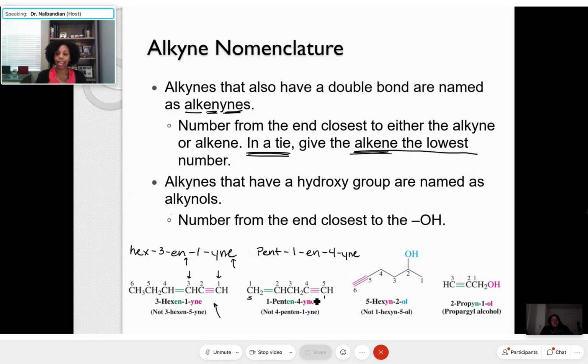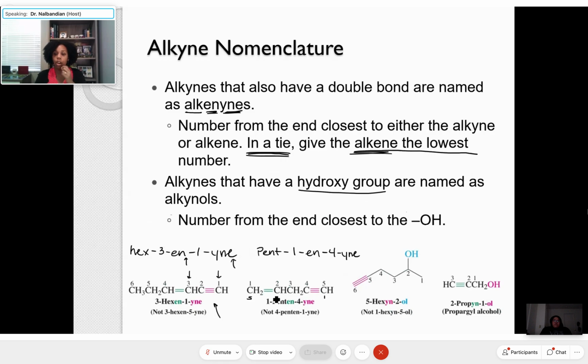So what happens if we add in a hydroxy group? We can add in a hydroxy group to an enyne, but here they're only showing you a hydroxy group added into an alkyne. So you know that more bonds to oxygen means higher priority group. So the hydroxy group is a higher priority group. Whenever we add an alcohol, the longest chain has to include the alcohol, as long as there's nothing higher priority there.